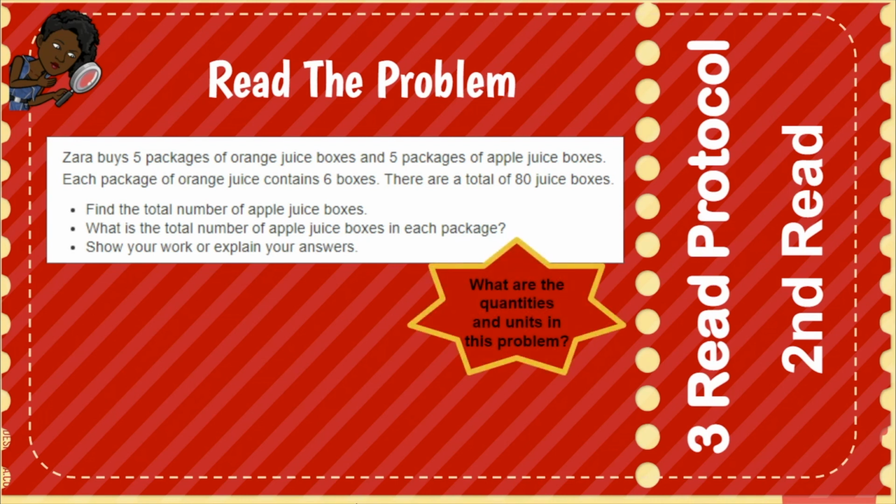Now I want you to think about what the quantities and units are in the problem. Quantities are the numbers and units are what's being counted. In this problem, we see a quantity of 5 that represents the number of orange juice packages. Another quantity of 5 that represents the apple juice packages. A quantity of 6 that represents the number of orange juice boxes in each package. And a quantity of 80 that represents the total number of juice boxes altogether.